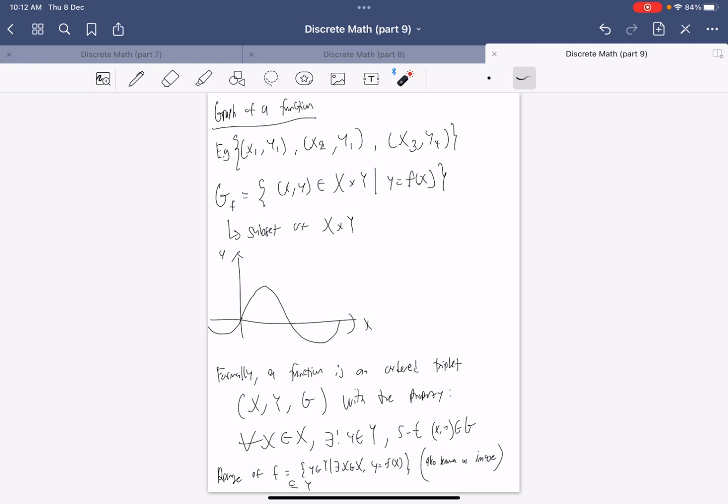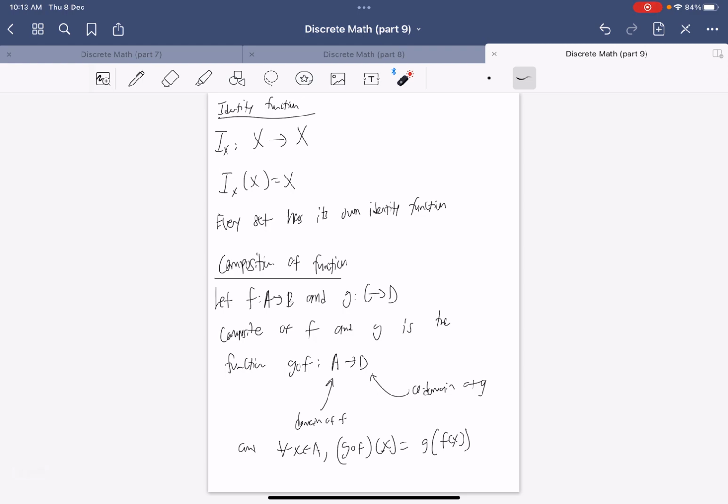Now that we know what a function is, we can say what the range of a function is. The range of a function will just be the subset of the codomain. So it's just known as the image of f also. That means the elements y in Y such that there exists an x such that y is f(x). Or you can say there exists an x such that (x, y) lies in G(f), the graph of f. And obviously it will be a subset of Y because you take the elements from Y.